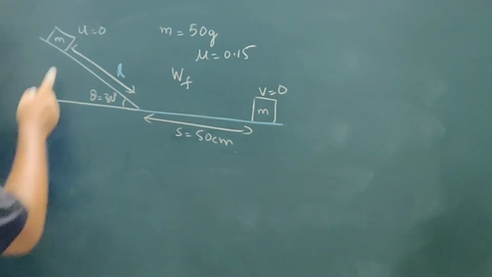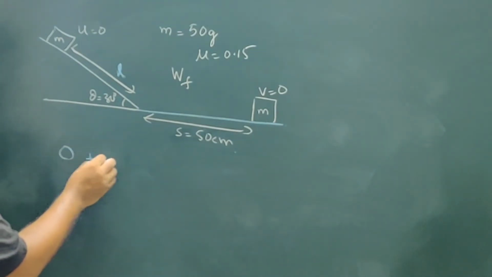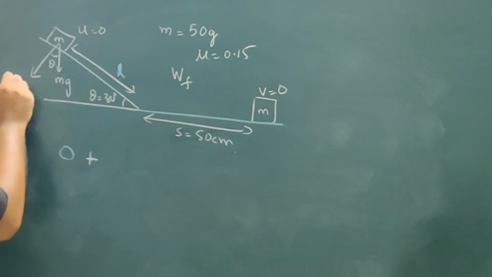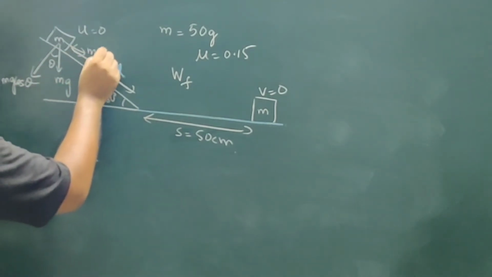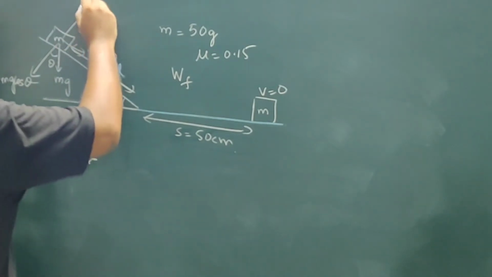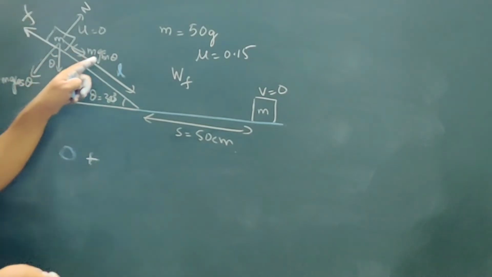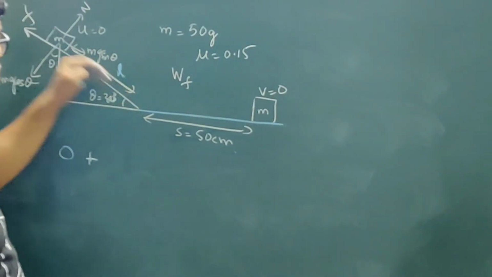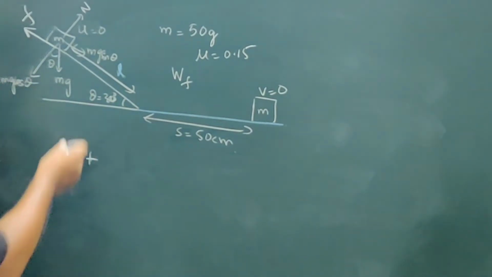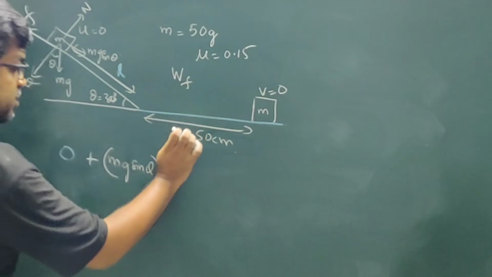For this part, the object is starting with zero initial velocity, so kinetic energy is 0. This is mg, this is theta, so this is mg cos theta, and this is mg sin theta, acting down the plane, where theta is 30 degrees. This is the normal reaction, and this is the direction of the frictional force. So I have marked all the forces. The work done by mg sin theta will be positive because the force is acting in this direction and the displacement is also in this direction. The displacement is L. I don't know this L, but I need to find it. So the work done by mg sin theta is positive: mg sin theta multiplied by L.